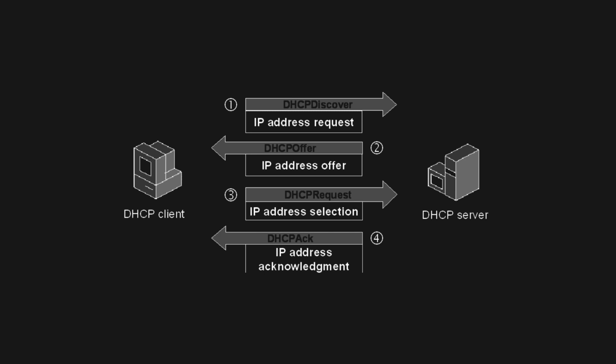The device, receiving multiple offers, must choose one of them and send a DHCP request message. This message is broadcast, informing all DHCP servers that the device has chosen an offer. The chosen DHCP server, upon receiving this request, responds with a DHCP acknowledge message.